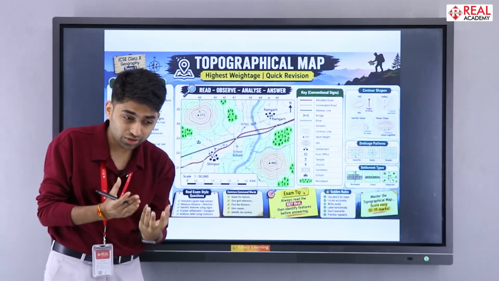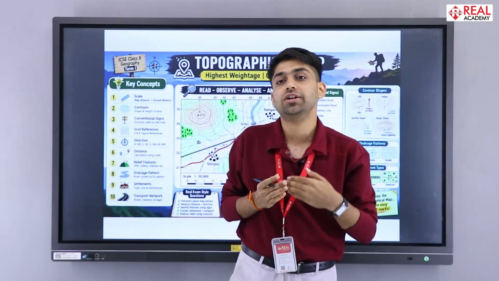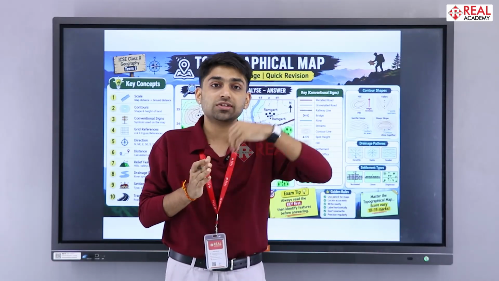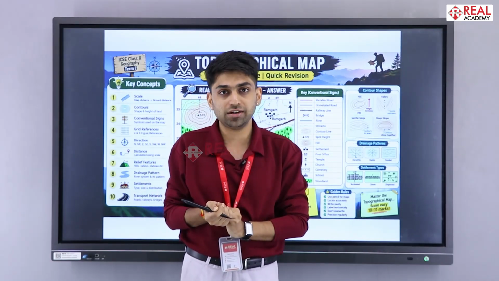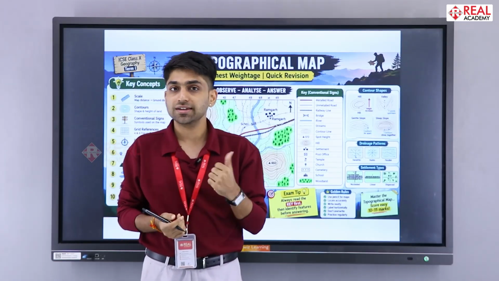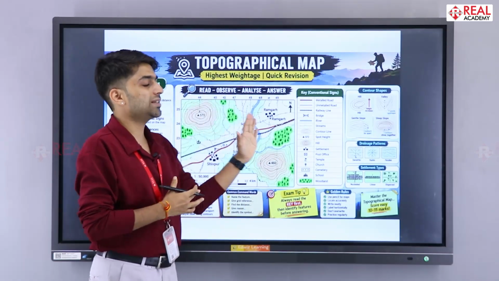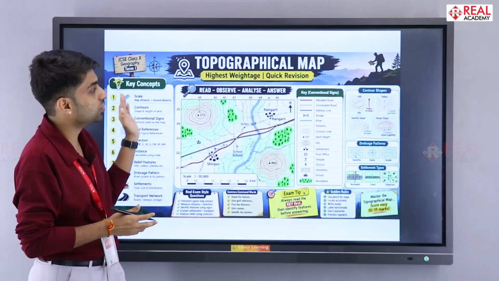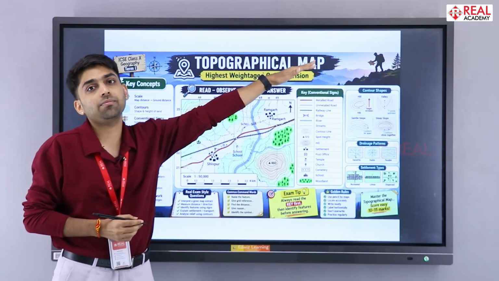Then you are supposed to also know what is meant by seasonal river, what is meant by perennial river. Rivers which flow throughout the year will be known as perennial. Rivers which do not flow during the summer season will be known as seasonal rivers. So all this basic knowledge you are supposed to have before you attempt any topographical map.